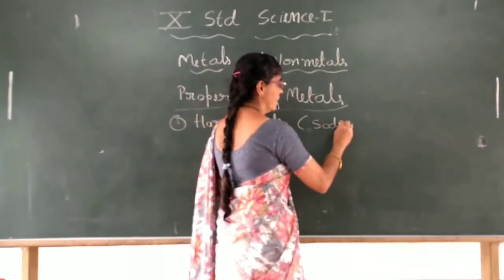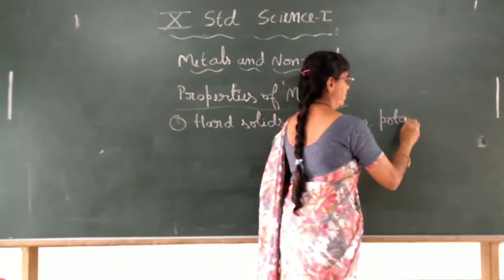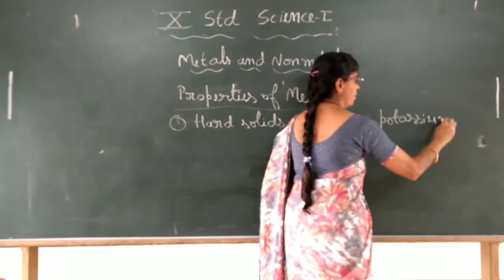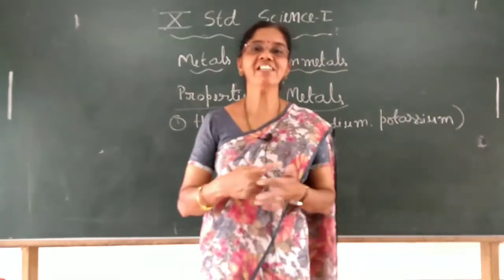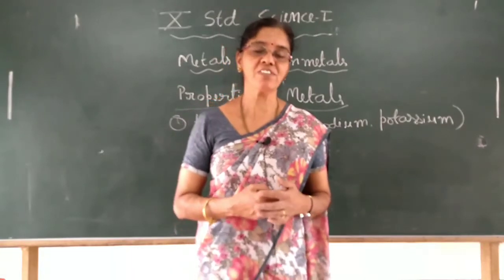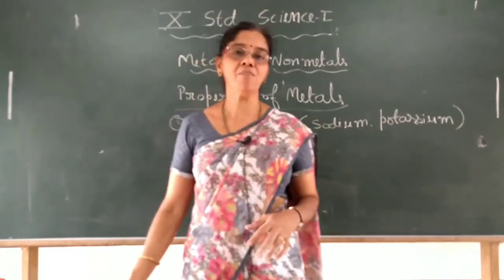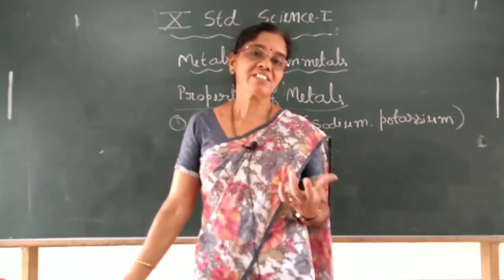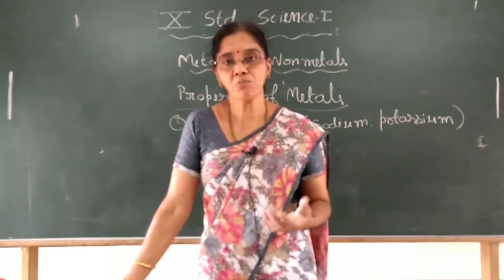Sodium metal, potassium, even lithium. These are soft metals. You can cut them into pieces with the help of a knife. Their density is very low. But if you take iron, lead, cobalt, etc., they have a hard structure, solids, and their density is much more.